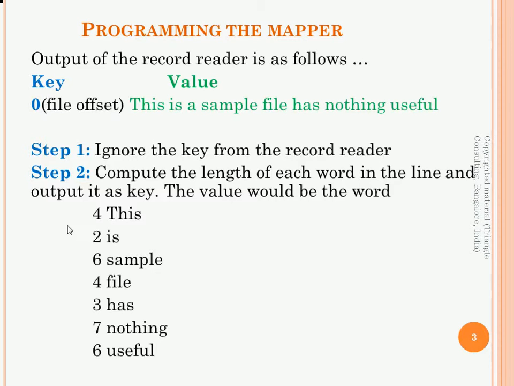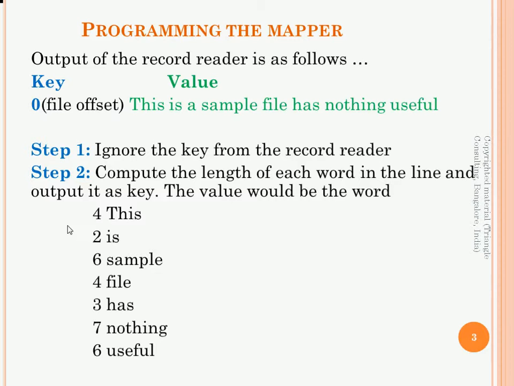The logic that goes into the programming of the mapper, the algorithmic steps, are as follows. Step 1: I'm going to ignore the key which is going to be given by the record reader. In step 2, I am simply going to compute the length of each word in the value. The value is going to be the entire line of the file. The entire line is now going to have several words. So I'm going to compute the length of each word in the line and output the length as a key and the corresponding word as a value.